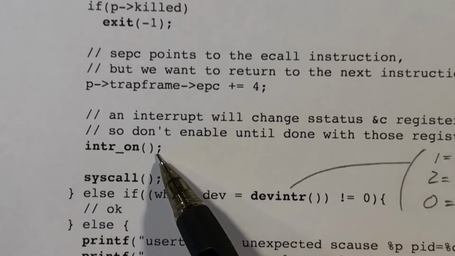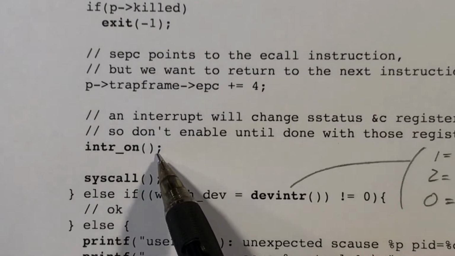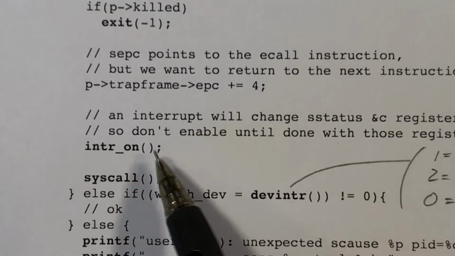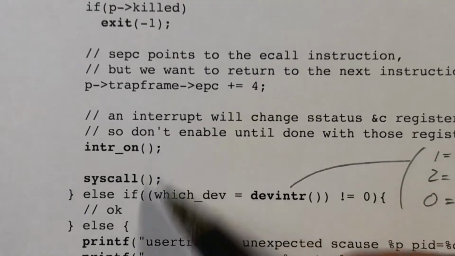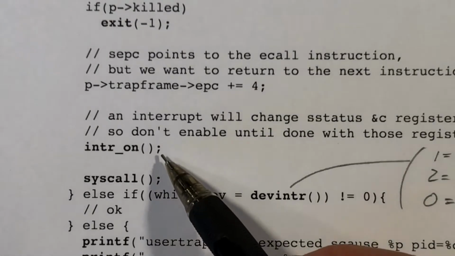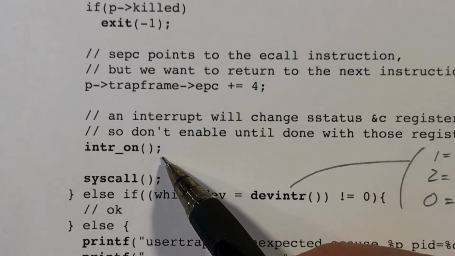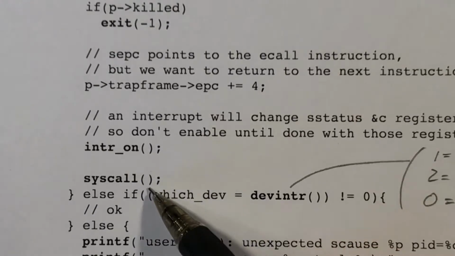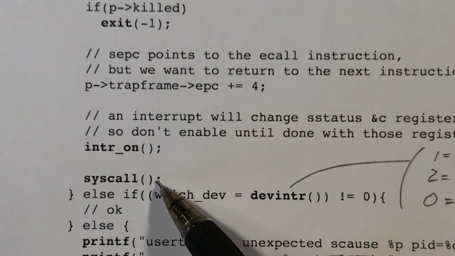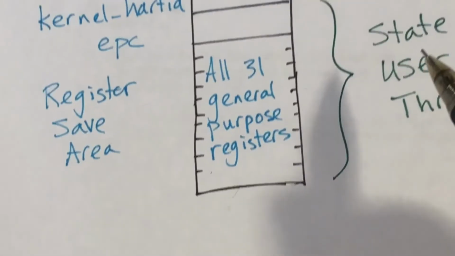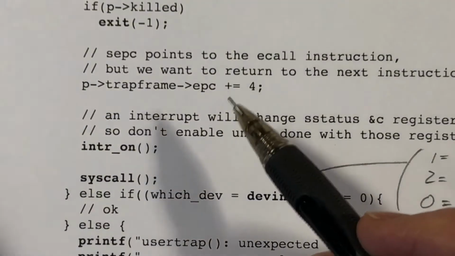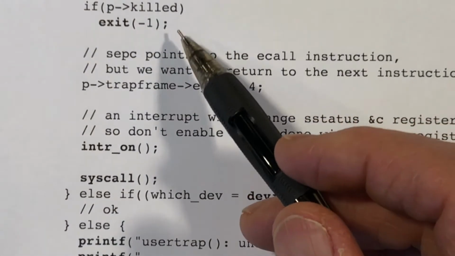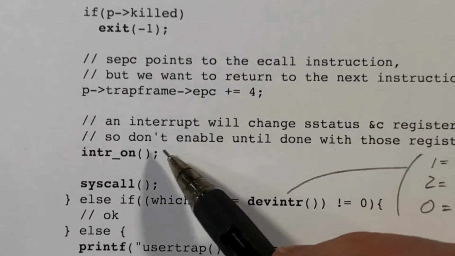And now we're ready to turn interrupts on. So at this point, the kernel code can be interrupted by another trap. For example, if a device needs handling, it can happen while we're handling the system call. We've saved the state of the user thread in here, and if we get interrupted, we're going to have to save the state of the kernel thread somewhere else, but we're not going to worry too much about that right now.